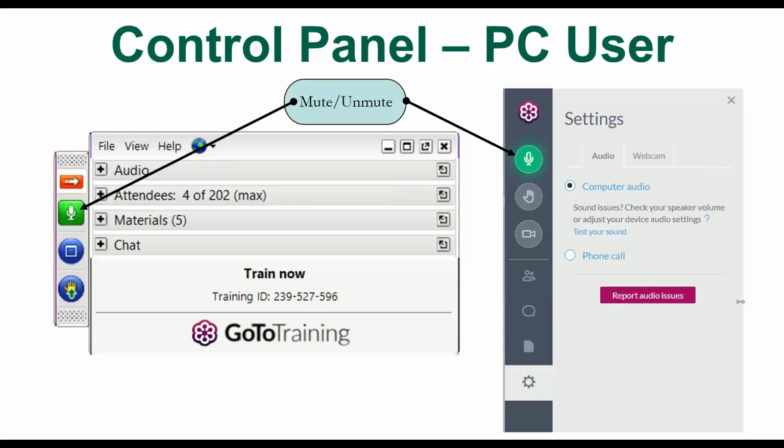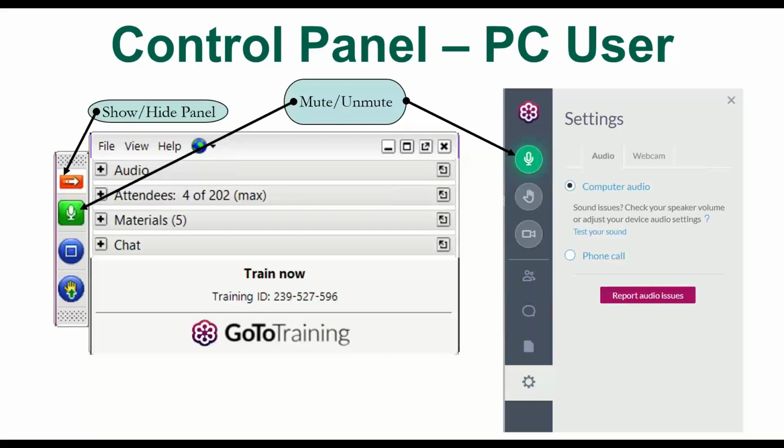Okay, so let's get to know our control panel. So here is what our PC users are going to see. The one on the left is the desktop version. Most of you are seeing that. And on the right is the web-based version. A couple of you do have that. It's a little simpler. The mute button for both versions is the microphone icon. You don't have to do that because we've already muted you.